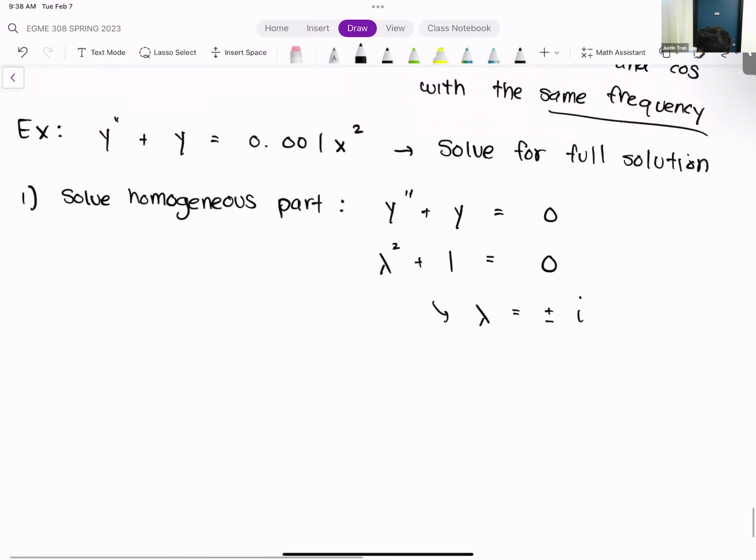Of course, this means we have complex conjugate roots, and complex conjugate roots mean that our solution is just a cosine x plus b sine x. That's y homogeneous.